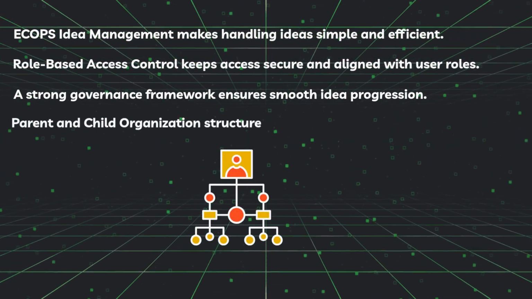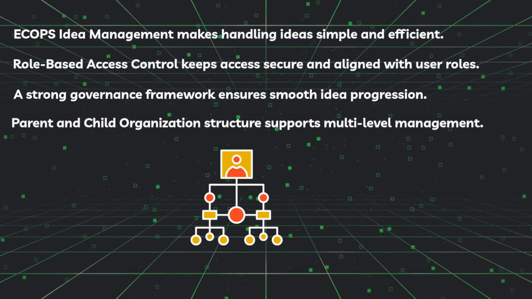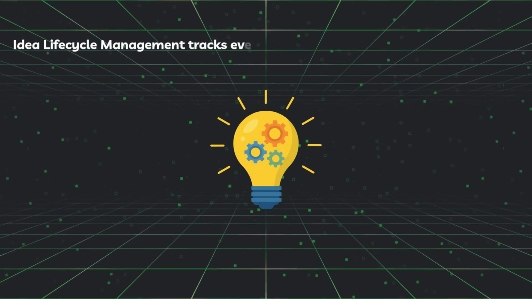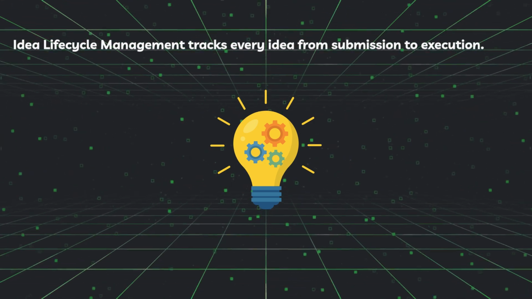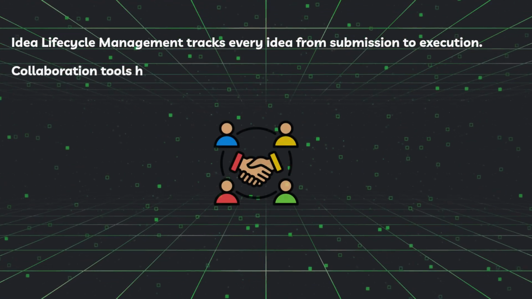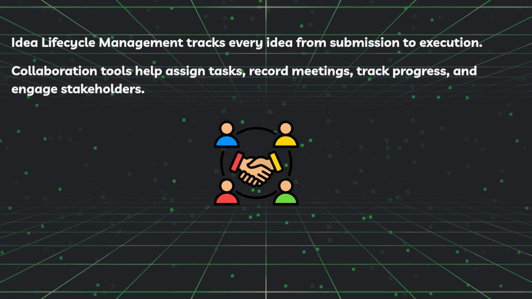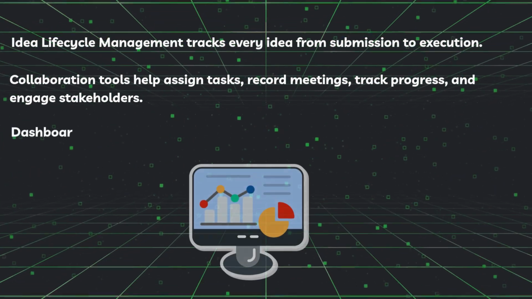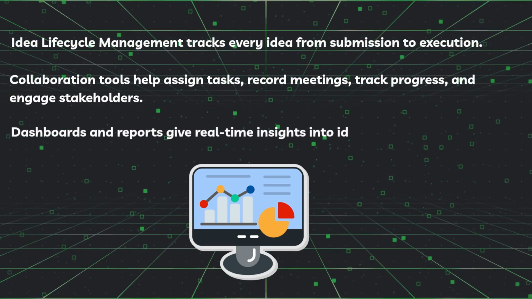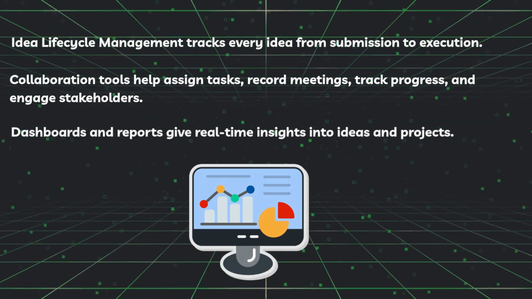Parent and child organization structure supports multi-level management. Idea lifecycle management tracks every idea from submission to execution. Collaboration tools help assign tasks, record meetings, track progress, and engage stakeholders. Dashboards and reports give real-time insights into ideas and projects.